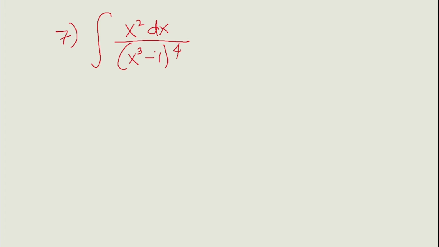Let's proceed with number 7. The integral of x squared dx over x cubed minus 1 raised to 4. So what would be the possible u here? If this is our u, could we cater here? No. If this is our u, could we cater here? Yes. So this is our u, which is x cubed minus 1. Our du is equal to 3x squared dx. Since we have x squared dx here, we could cater now.